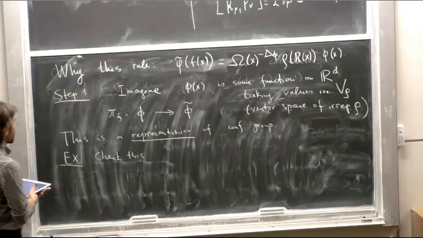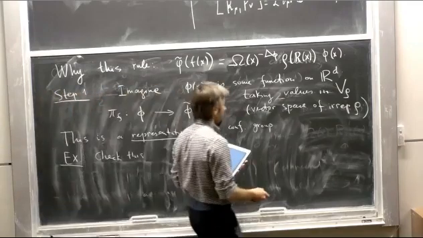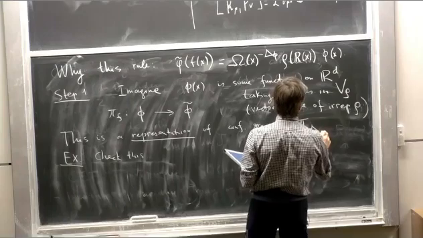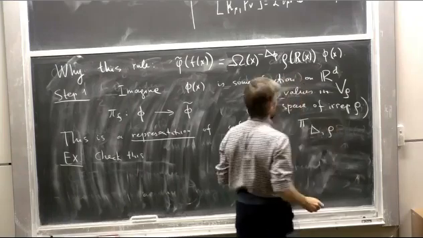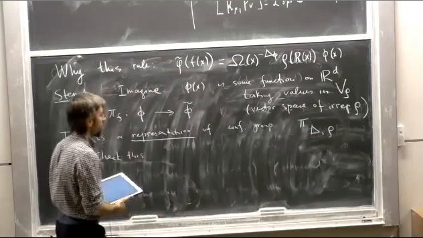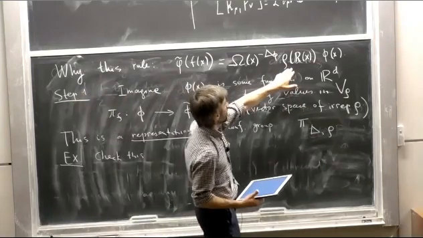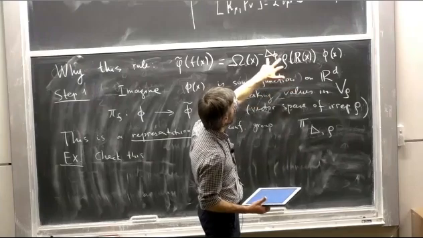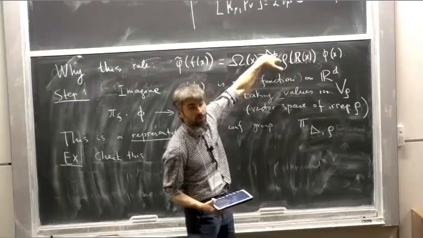So let me denote this representation as pi delta rho. This representation depends on two things: on the finite dimensional representation rho of SO(D), and on the scaling dimension delta of the field phi.